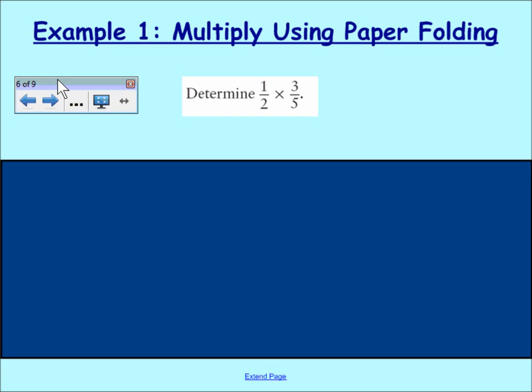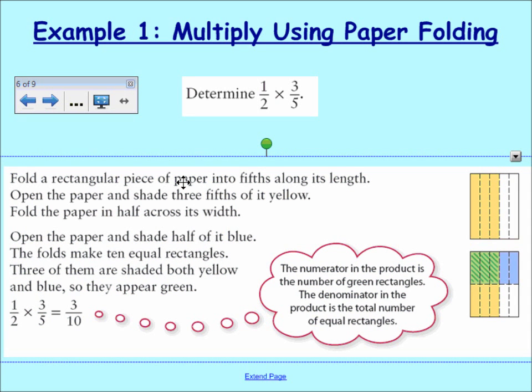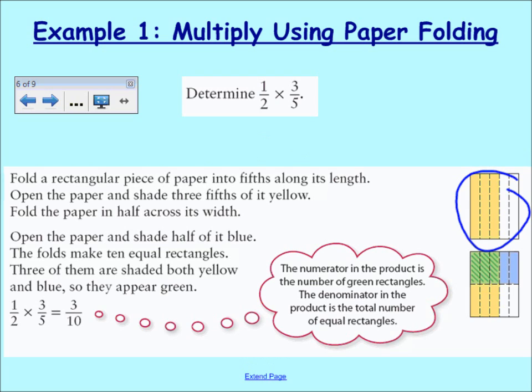So we're going to multiply, and use paper folding to double check the answers. So 1/2 times 3/5. We're going to shade 3/5 first. There's 3/5 over here, and then we're going to fold it in half, and we're going to shade the other half blue, and we've got 3 total. So on the top we have 3, and on the bottom we have 10. And sure enough, there's 1, 2, 3, 4, 5, 6, 7, 8, 9, 10 total, and only 3 of them are shaded green like they're supposed to be. So 3 over 10.